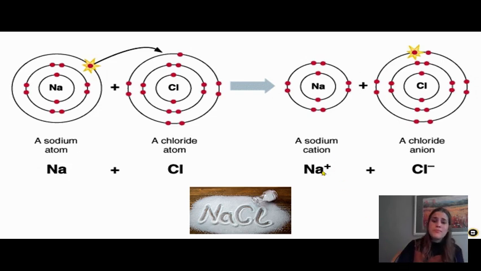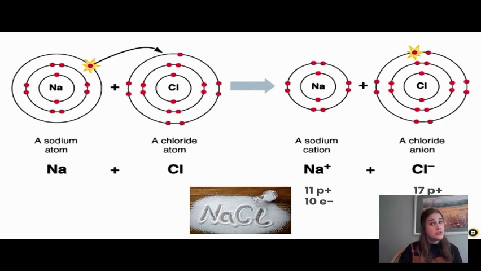So sodium becomes positive because it has 1 less electron. So it has more protons now than electrons. If you look at these numbers here, it started with 11 protons and 11 electrons because sodium is number 11 on the periodic table. Chlorine started with 17 protons and 17 electrons. Now that chlorine has accepted this extra electron, it's more negative because it's got more negatives than it does positives. So we call it an ion. In fact, we call chlorine an anion and sodium a cation.